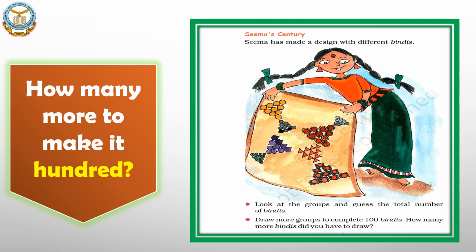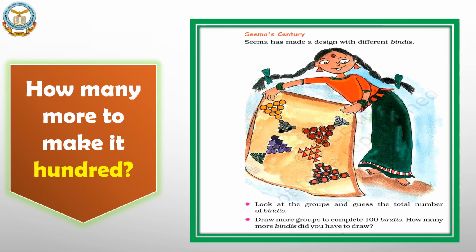Did you hear about the word century? What does it mean? Century means a number marked 100. So, we are going to make it 100. Seema has made a design with different bindis, as you can see in the picture. Look at the groups and guess the total number of bindis. Draw more groups to complete 100 bindis. And how many more bindis do you have to draw?